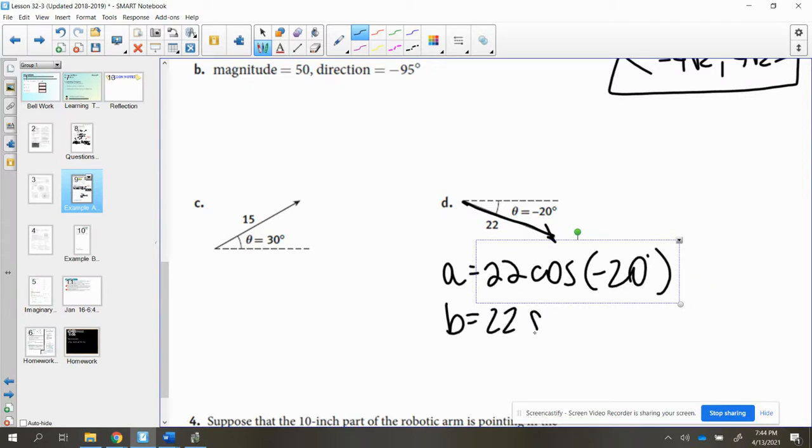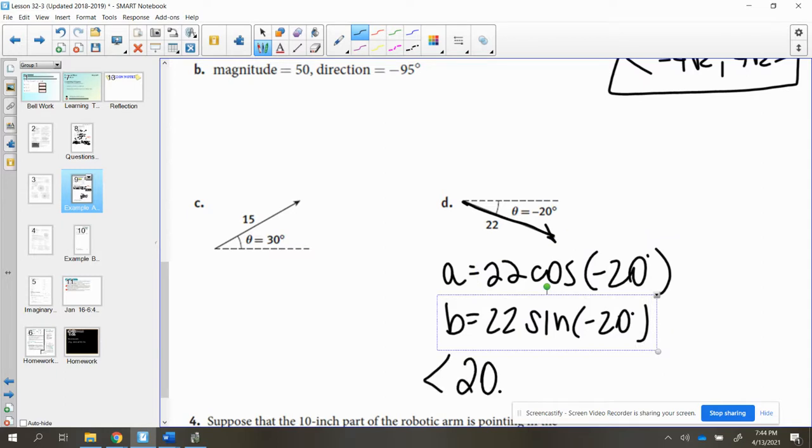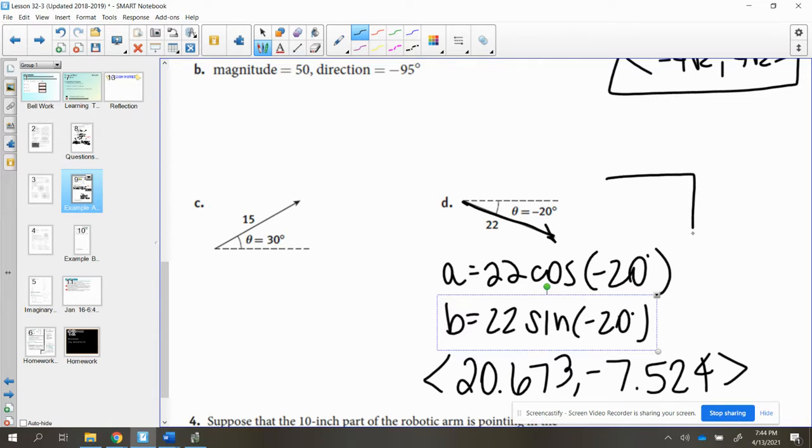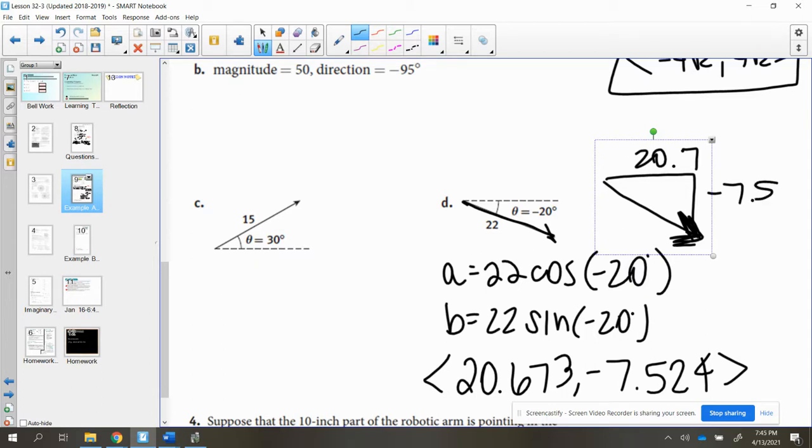So you can have just the rounded answer, since negative 20 isn't going to give us an exact answer. We would see 20.673, negative 7.524. Okay. Now, this makes sense because negative 20, especially looking at this picture, is a fourth quadrant value. It makes sense that our vector is moving to the right and down, so we can see visually that this component form makes sense, that you would go 20.7 and negative 7.5. It makes sense to see that resulting vector. And so that's why I like example C and D, because you can kind of see that visually.